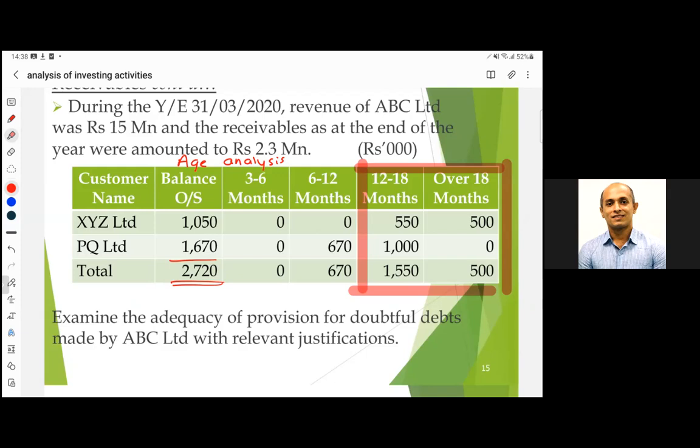You see many balances are outstanding over 12 months. You give customers only 30 days credit. You see these two customers have not paid many balances over 12 months. Right. So it can be the situation that you cannot collect these balances.